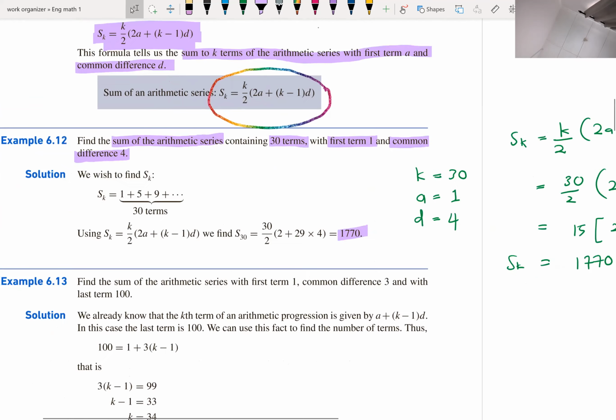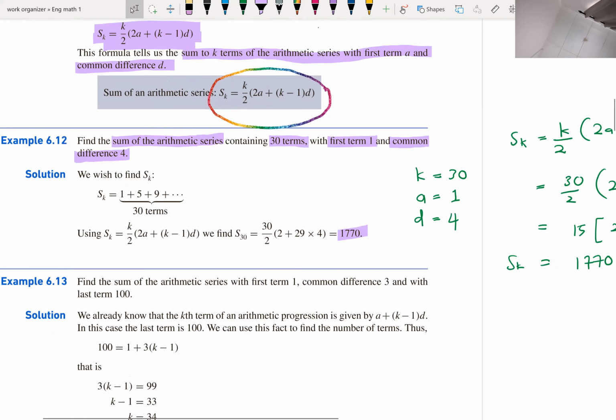This is just the same, but it's written slightly in the other way. Slightly different, but it's just the same. So here, find the sum of arithmetic series with first term 1, common difference 3, with last term 100. Still we have to find the sum of arithmetic series. Now we are not given the K. We don't know how many terms there are, but we are given the last term.